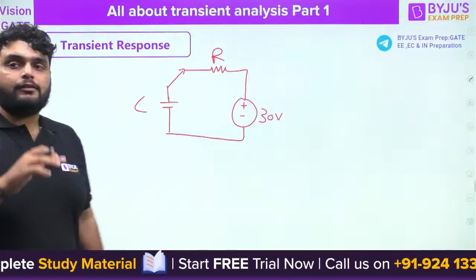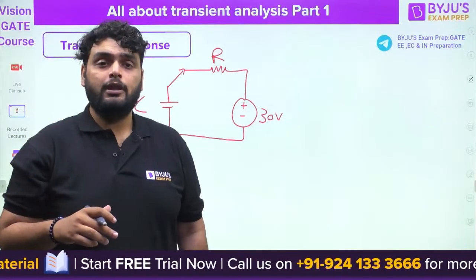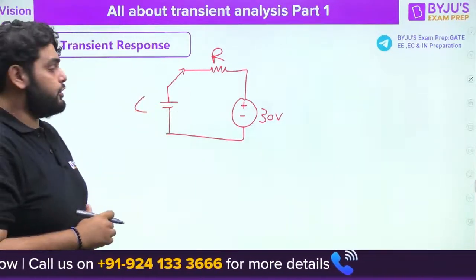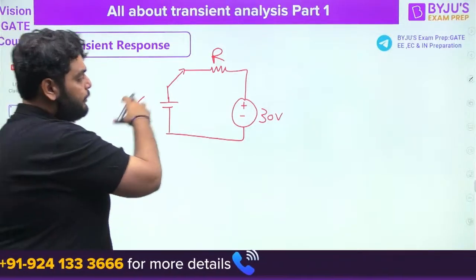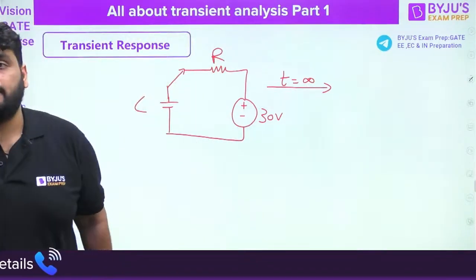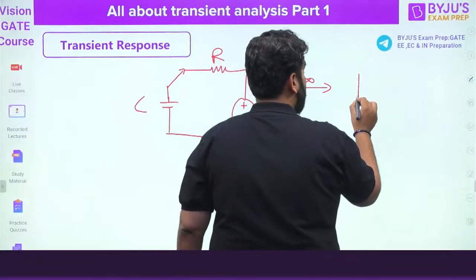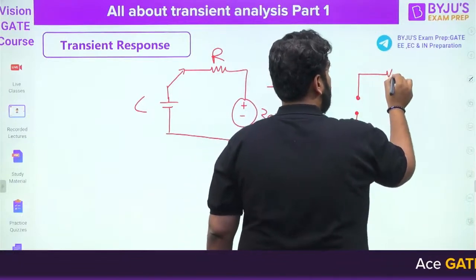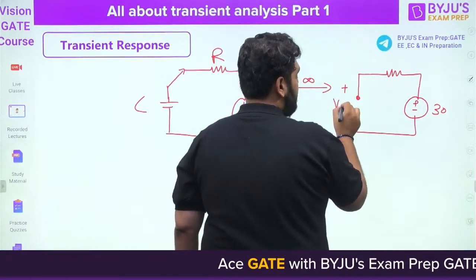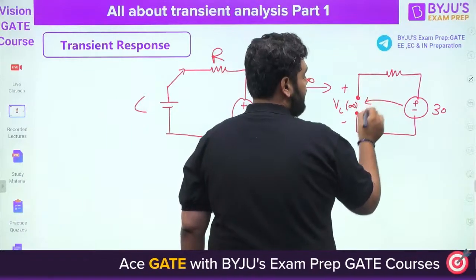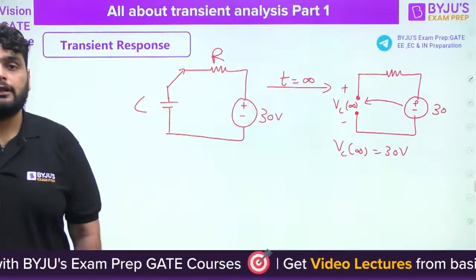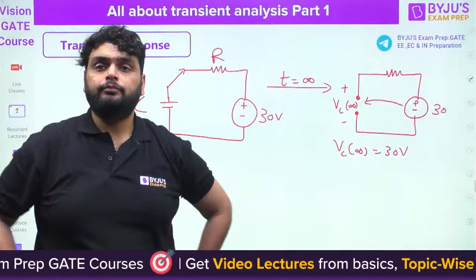Now let's draw the circuit. Now let's see very carefully. Let's draw the circuit at t tends to infinity. Now t tends to infinity पे बताओ capacitor कैसे behave करेगा? Rajesh, how will capacitor behave? Capacitor will be open circuit at t tends to infinity. Now here you can see, because it is open circuit, the whole voltage will come across. So can you say the VC infinity is 30 volt? Yes or no?